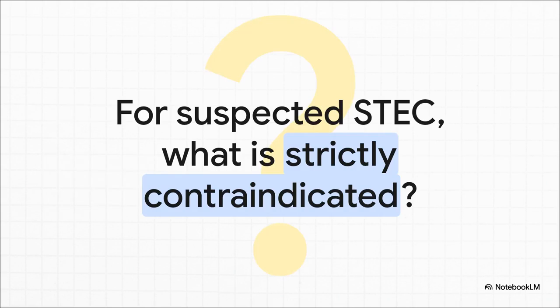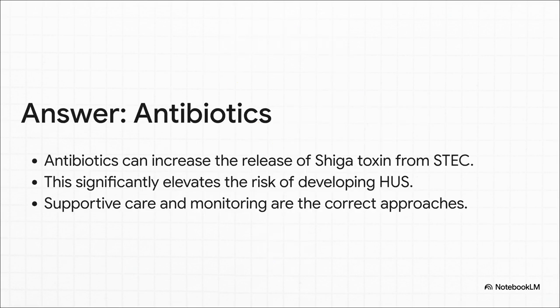Now for a critical management decision. An adult patient has an acute onset of bloody diarrhea and severe cramps, but they're afebrile, meaning no fever. What management step must be absolutely avoided if you suspect STEC? That's exactly right, the administration of antibiotics. This is a crucial do-no-harm principle in action. Giving antibiotics in this specific setting can trigger the cascade that leads to Hemolytic Uremic Syndrome. The only proper course is supportive care and very vigilant monitoring.